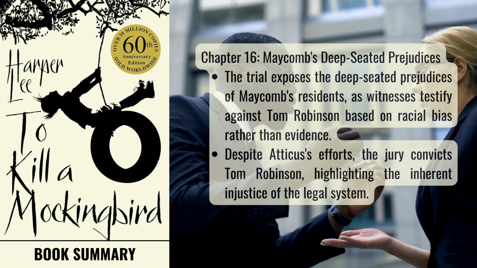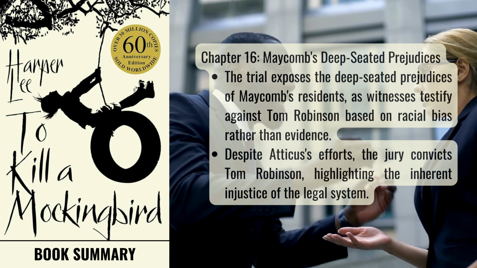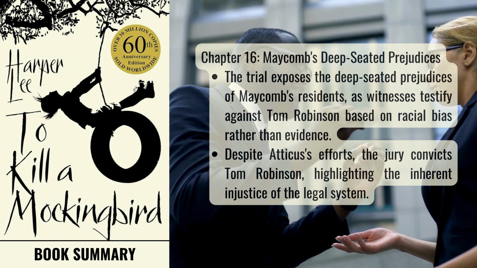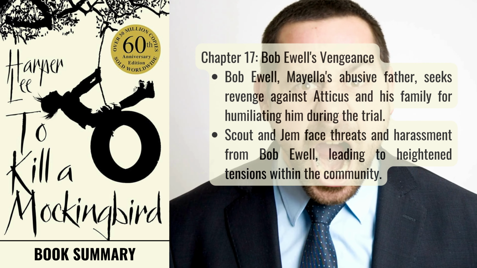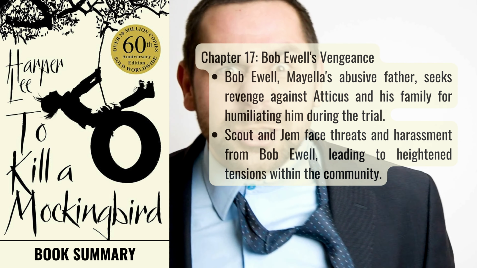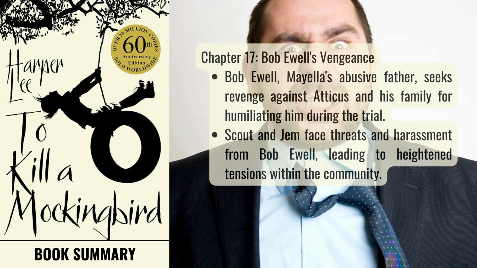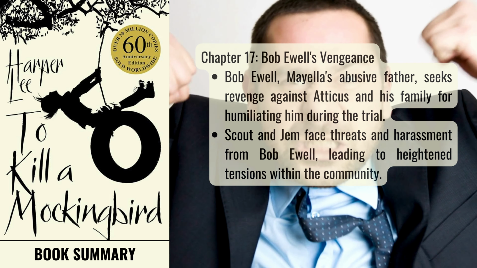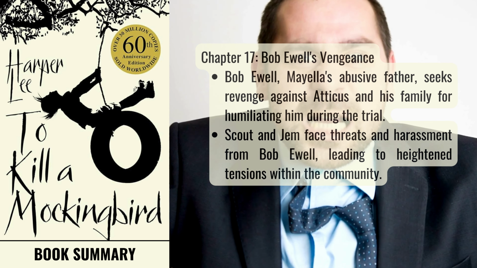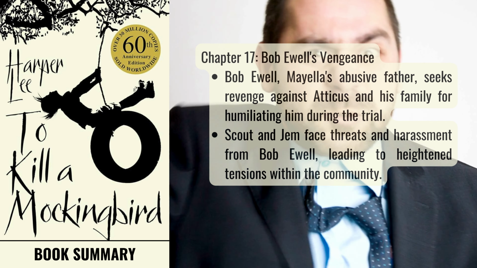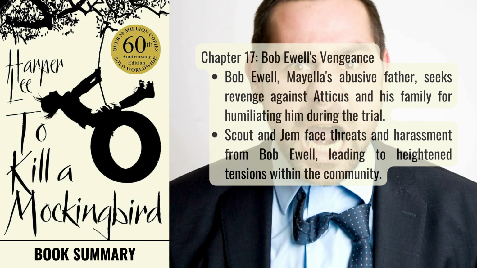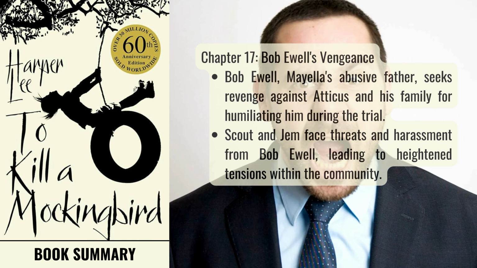Despite Atticus's efforts, the jury convicts Tom Robinson, highlighting the inherent injustice of the legal system. Chapter 17. Bob Yule's Vengeance. Bob Yule, Mayella's abusive father, seeks revenge against Atticus and his family for humiliating him during the trial. Scout and Jem face threats and harassment from Bob Yule, leading to heightened tensions within the community.